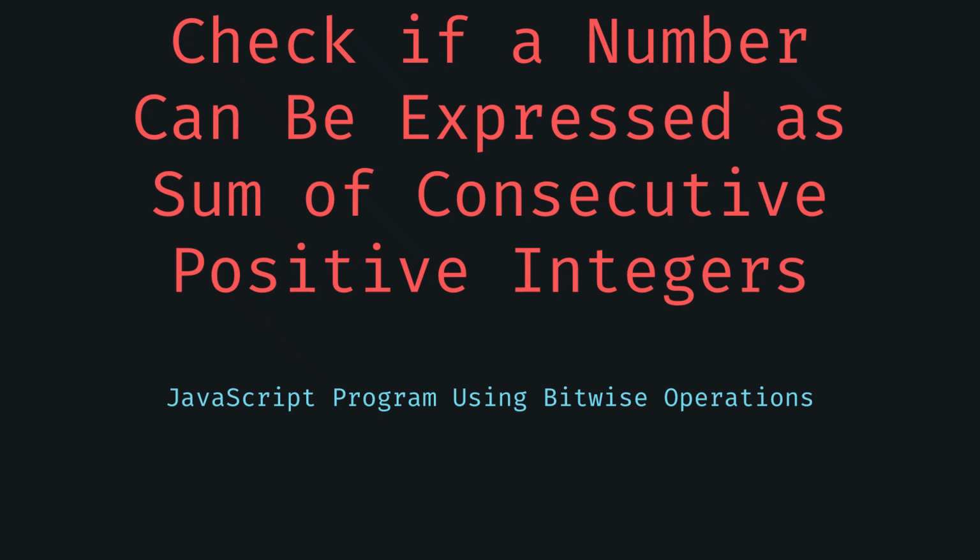Welcome. In this tutorial, we'll check if a given positive integer can be expressed as a sum of two or more consecutive positive integers. We'll use a clever bitwise trick to determine the answer without actually summing all possible combinations. This approach is both efficient and mathematically elegant. Let's see how it works.